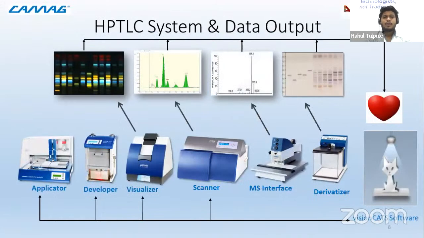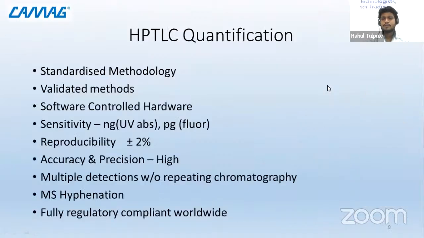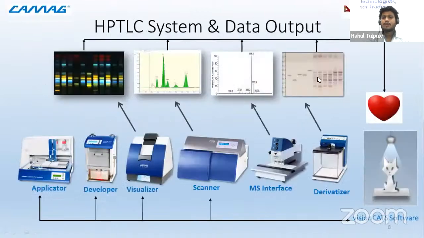So coming over here, the HPTLC system and the output. These are all the systems which we use for the HPTLC system and data output. The first thing I would like to highlight is our VisionCat software, shown at the complete right of the system. That is the heart of the system, the software which controls all the instruments in a link.